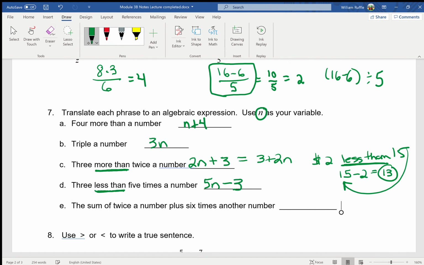It's 3 less than a number. 2 less than was the one I made up. But again, this less than, it gets very tricky. This is where the algebra and the English are backwards from each other.